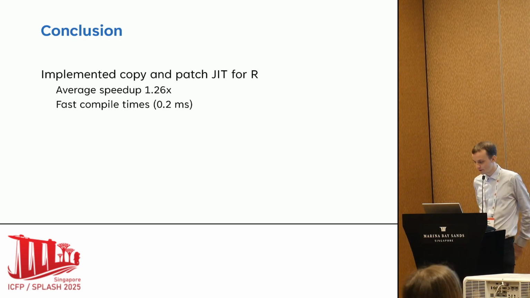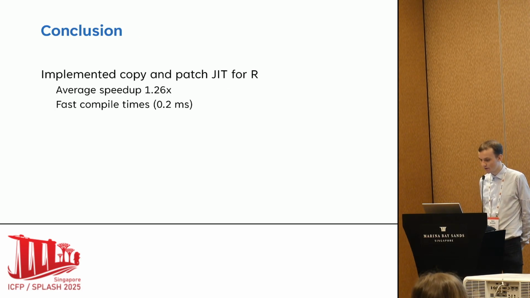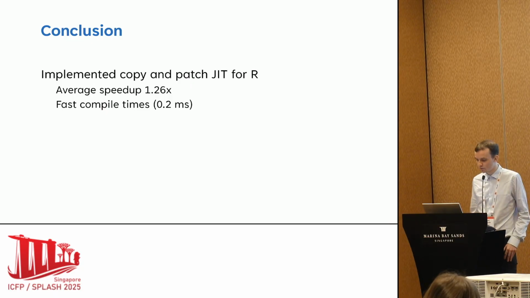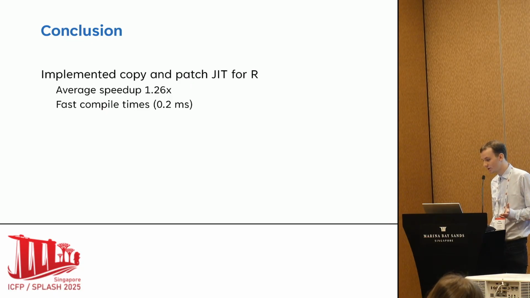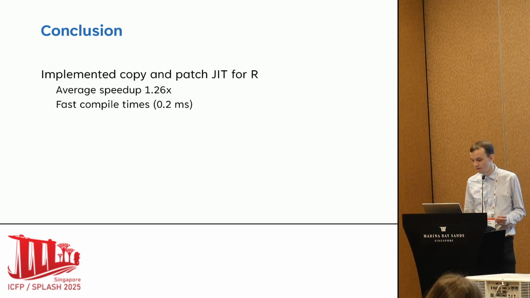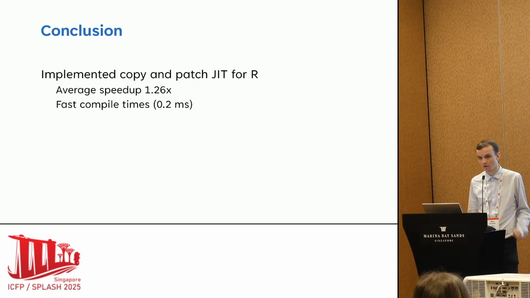So in conclusion, we have successfully implemented copy and patch for R, achieving a speedup of 1.26 compared to GNU R, and very fast compile times of just 0.2 milliseconds on average. As future work, we plan to integrate it as a baseline JIT in a project focusing on creating new compiler infrastructure for R. Thank you.